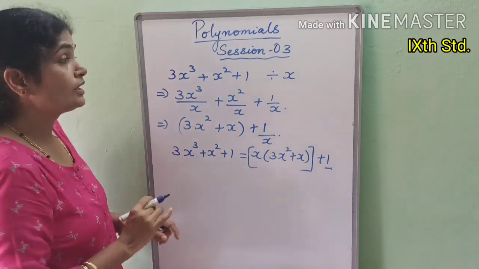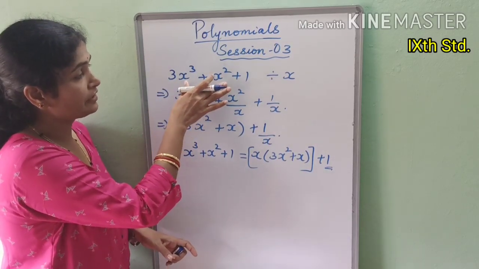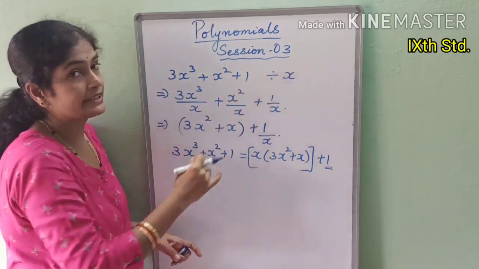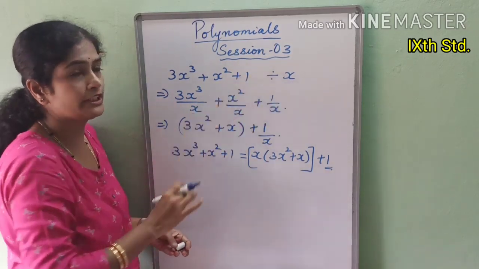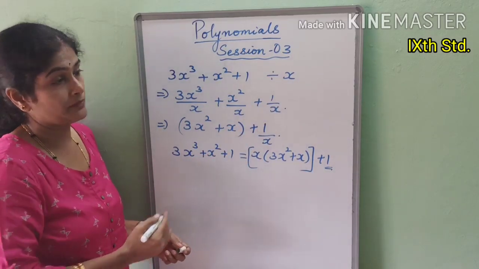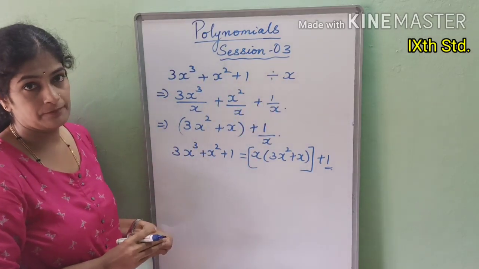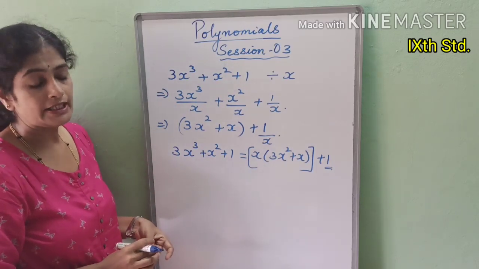Okay, so now let's see what happens if we divide this polynomial by another linear polynomial. This was a monomial, this is also a linear polynomial, right? Now if it is having more than 2 terms, like it is a binomial or so, what will happen, or how will this division take place?